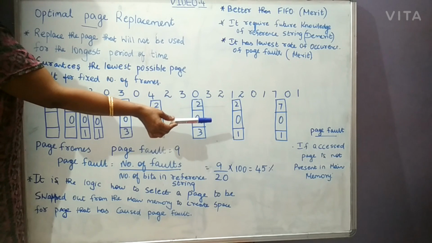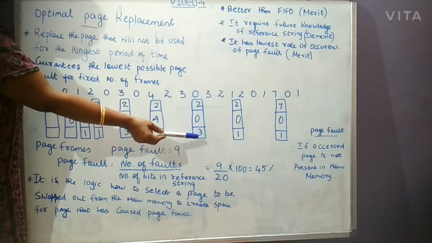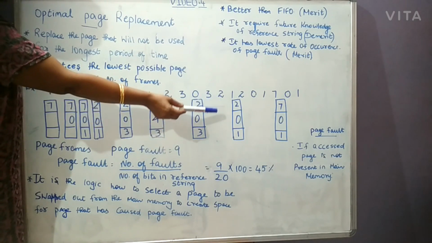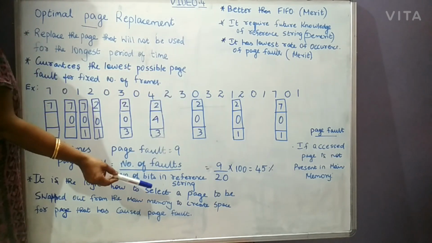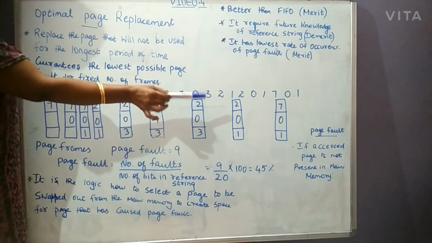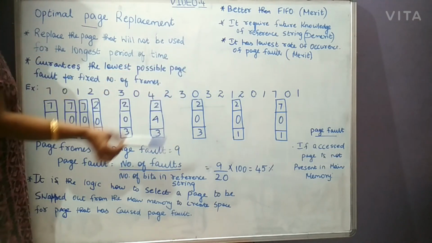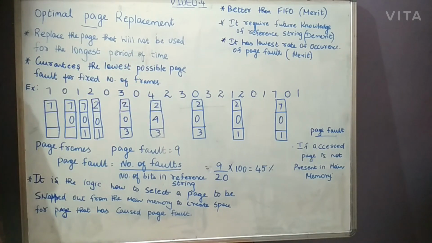1 I want to include. So where can I include it? In place of 3, because 2 and 0 I want to use soon. 0 is already there, 1 is already there. Then 7, in place of 2 I can replace it. 0 and 1 are already there, so no need for a page fault.